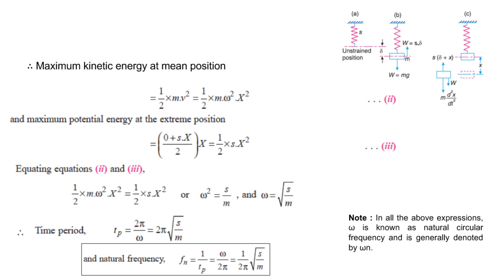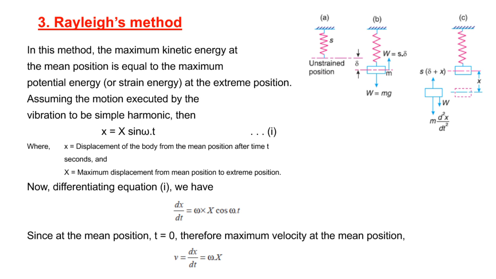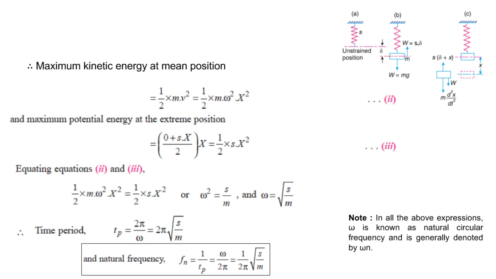Now the maximum kinetic energy at mean position. We find the maximum kinetic energy at mean position equal to 1 half m v square. V you have just found as omega into X. Put it in, then we have equation number 2 as 1 half m omega square into X square.